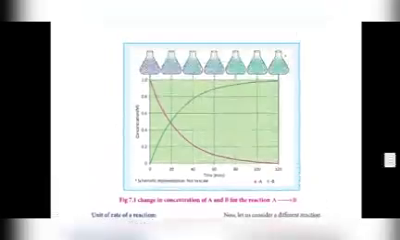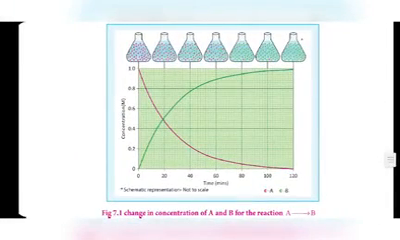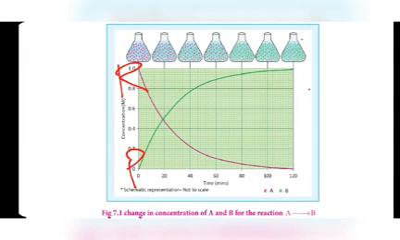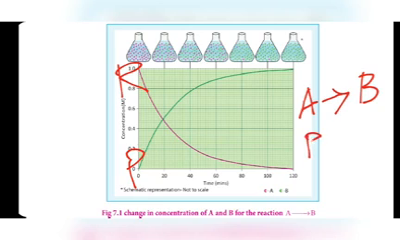Before that, one picture is given. See that picture. This curve is for reactant and this curve is for product. For the reaction A gives B, this picture is given. In this reaction, A is called the reactant and B is called the product.